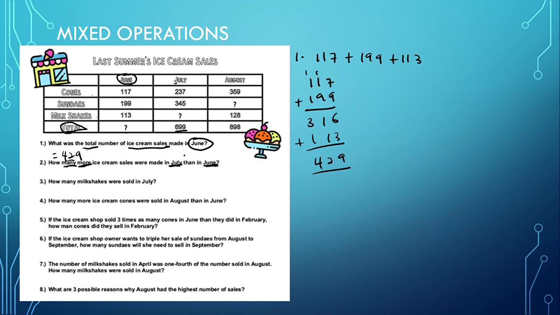So for us to find how many more ice cream sold in July, we need to find the difference. When it comes to difference, as I've mentioned many times before, difference means that you need to minus the big number with the smaller number. So our big number here is 699 and we minus the total number of June, which is 429. So we will get an answer of 270. So this is the answer.